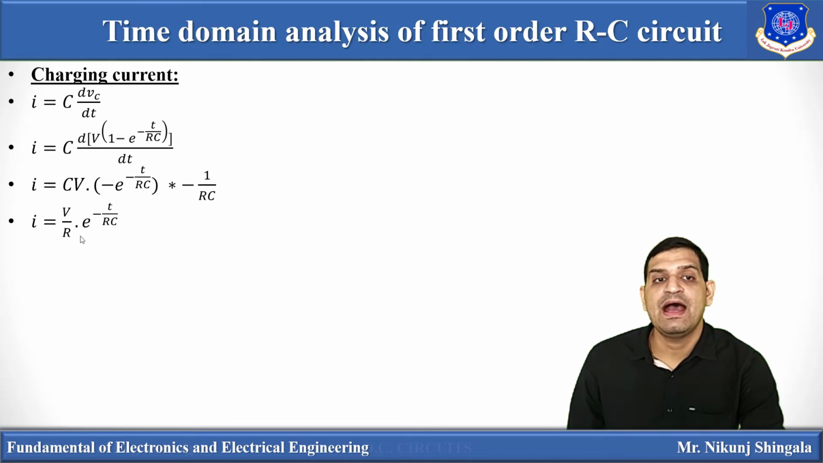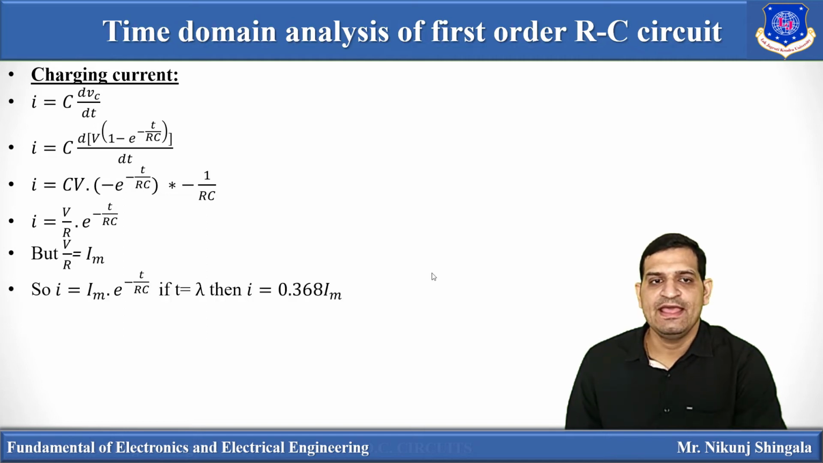Now V by R is the maximum value of the charging current, and we can define V by R is equal to Im. So we can write I is equal to Im into e raised to minus t divided by Rc. Now in this equation, Rc is again the time constant. So if we put t is equal to lambda, or t is equal to Rc, then we get I is equal to 0.368 into Im, where Im is the maximum value of the charging current.